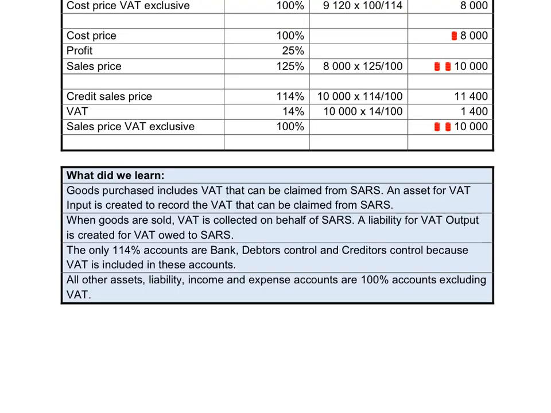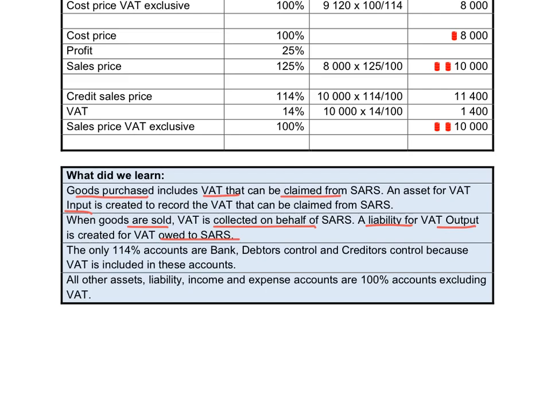What did we learn? Goods purchased include VAT that can be claimed from SARS. So when we buy goods or we pay expenses, the VAT can be claimed from SARS. An asset for VAT input is created to record the VAT that can be claimed. When goods are sold, VAT is collected on behalf of SARS. Therefore, you have to create a liability for VAT output to show the amount that's owed to SARS.